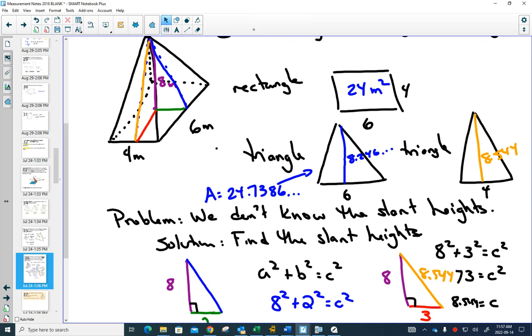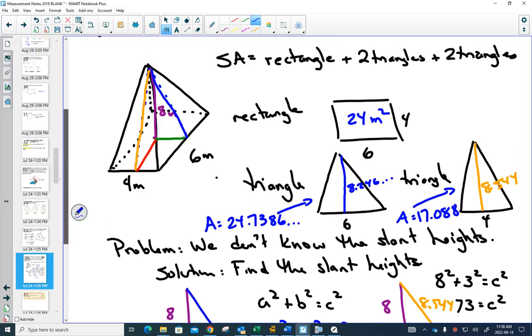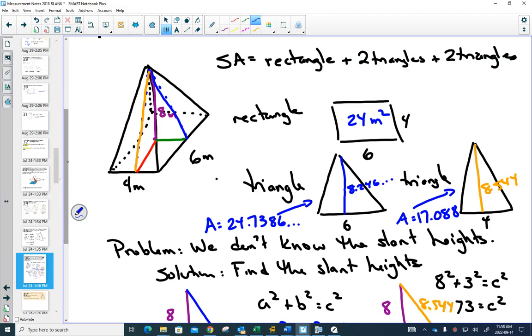So I can figure out the area of this triangle, base times height divided by 2, and I got 17.088. Now I found all my areas. It's just a matter of going back. This is why it was really nice to write things out. Oh, what do I need to do? I need to take my rectangle, found it, plus 2 of these, plus 2 of these.